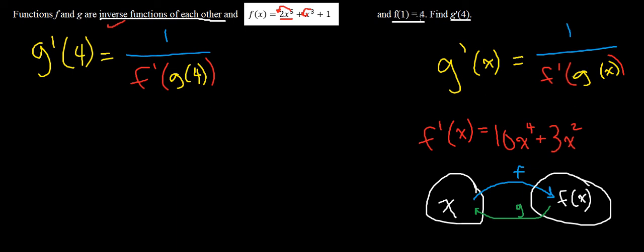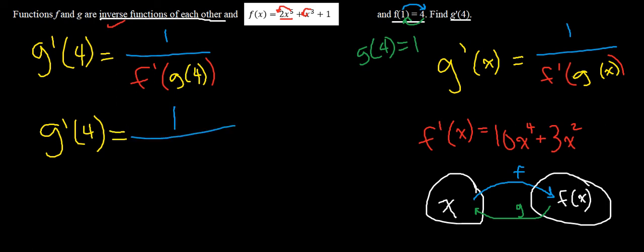So if f of 1 equals 4, then g takes this output and finds that input. That means g of 4 is simply 1. If f goes one way, taking an input to an output, g takes that output and finds the original input. So g of 4 is 1. Now we can continue working out this side: g prime of 4 equals 1 over f prime of 4.